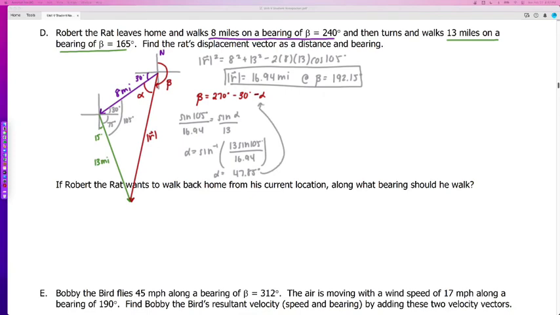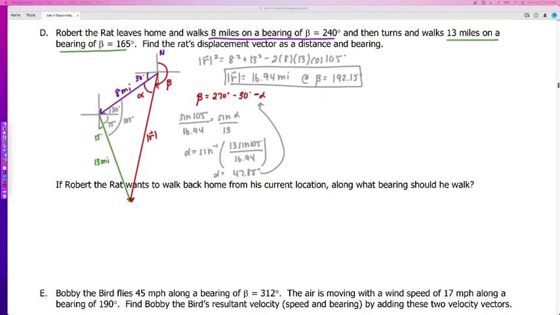Okay, and I just plugged it in there. Okay, so that is our resultant vector's distance and bearing. Then there's a second part to this problem that says if Robert wants to walk back home from his current location, along what bearing should he walk?